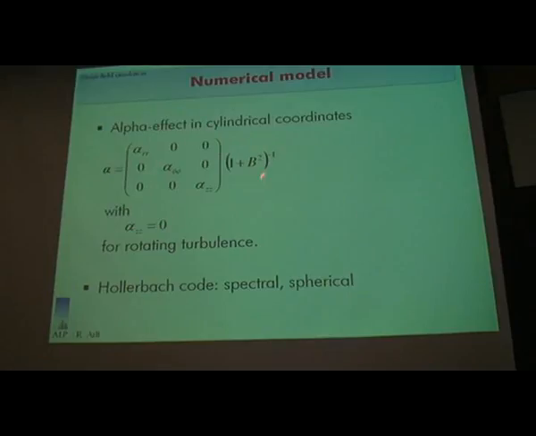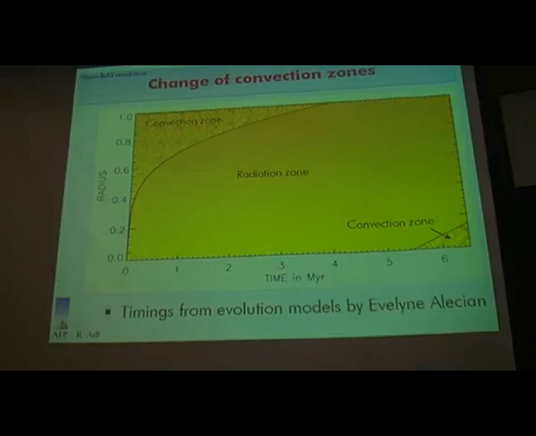So we have an alpha term and an alpha quenching. We put alpha_zz to 0, which is only for fast rotators, but that may be quite suitable for our purposes. These stars have all 1 day rotation period. And so alpha is anisotropic, eta is a scalar. I'm using the code by Rainer Hollerbach, which is a spectral spherical code. And I just use the induction equation for obvious reasons. And this is the evolution I'm plugging in.